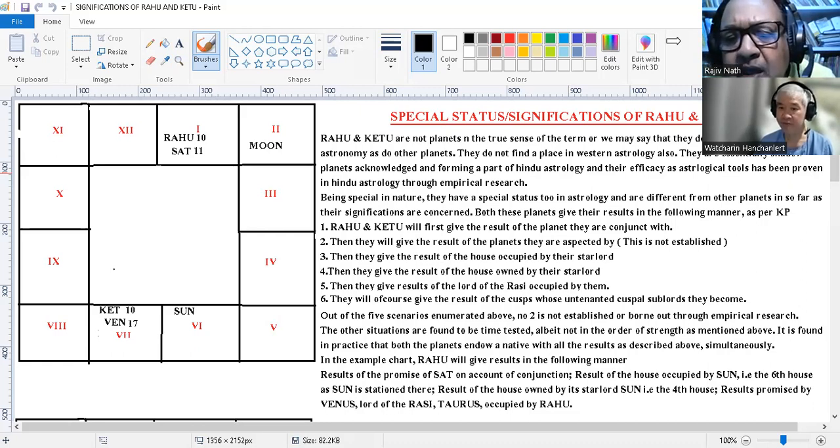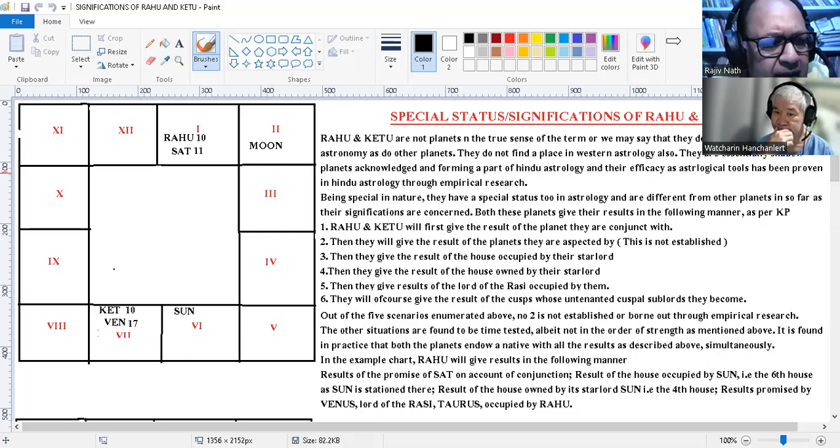Okay. Results of the Rahu in the star of Sun. We are talking about that. So first, after conjunction, the result where Sun is, its star lord is situated. It is situated in the 6th house, like any other planet. So Rahu will give the result of the 6th house. And then the result of the house owned by its star lord, that is Sun, that is the 4th house. Then results promised by Venus, lord of the Rashi Taurus, occupied by Rahu.